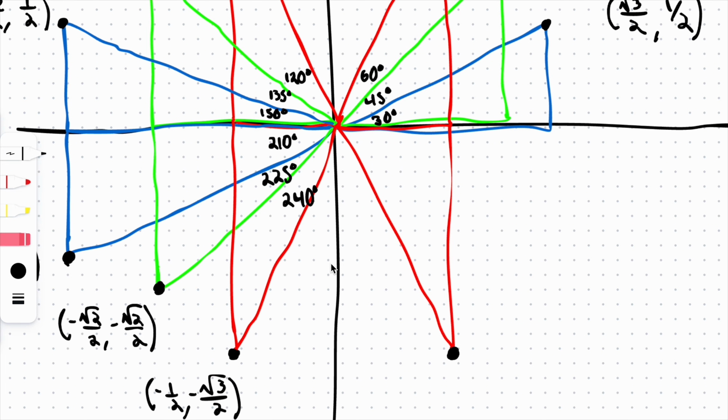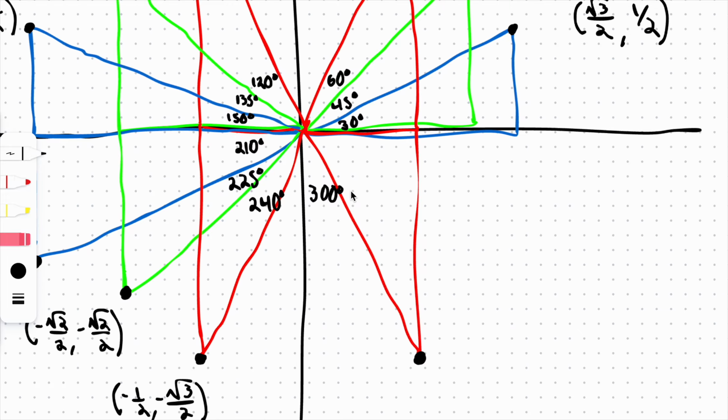Okay, and then we rotate 30 more degrees, right? This angle is 60, so we need to rotate 30 more to get to this angle. So 270 plus 30 is 300. If we also just think about this, one full revolution is 360. So 360 minus 60 going back here would get us to 300 too.